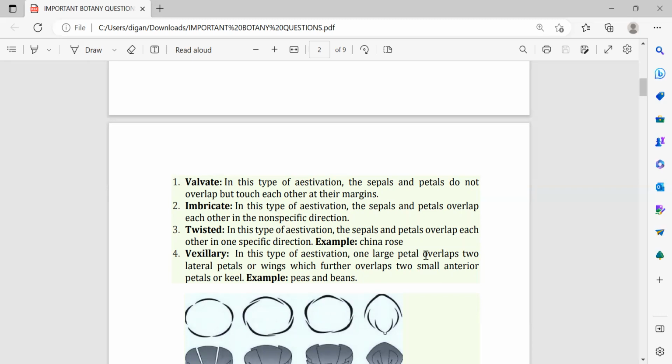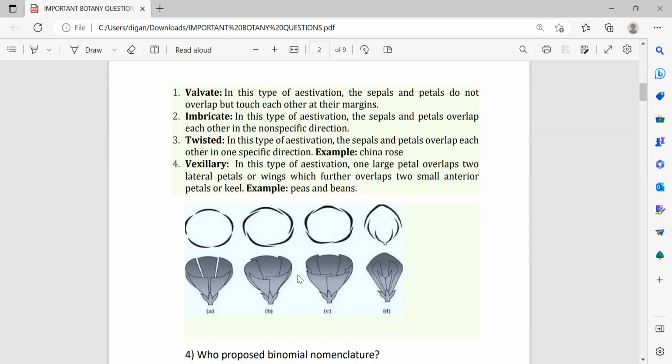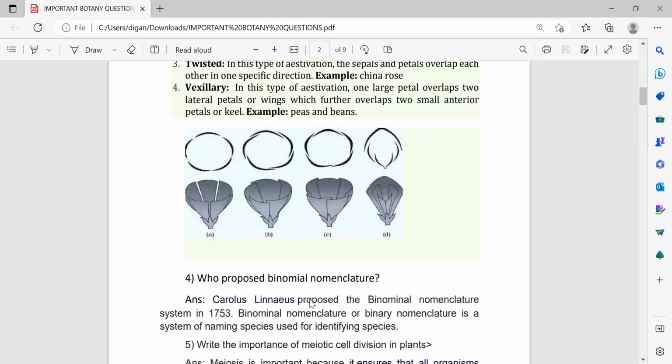Vexillary, here one large petal overlaps two lateral petals or wings and further overlaps two smaller anterior petals or keel. So this is the larger petal, it overlaps the lateral petals, then it overlaps the two smaller petals. When you draw the diagram, no need to draw the diagram below, just draw this diagram. I am just showing this diagram so you understand clearly.